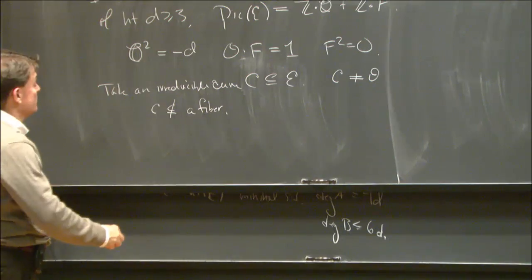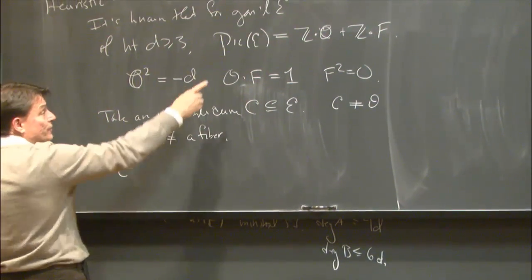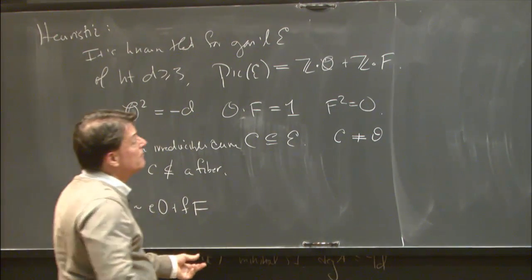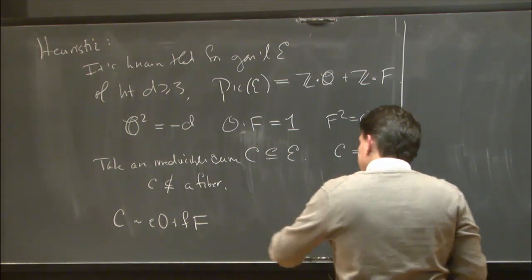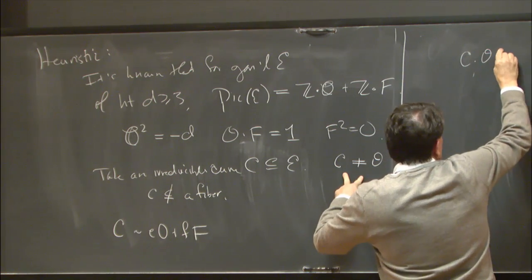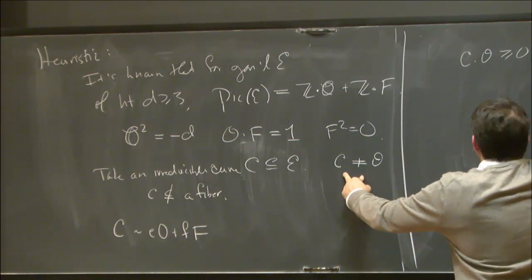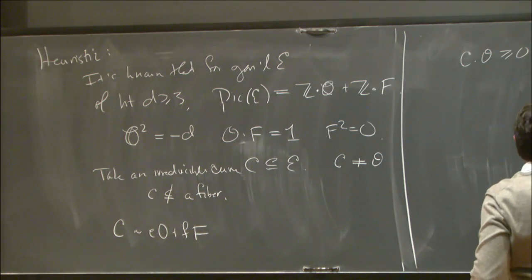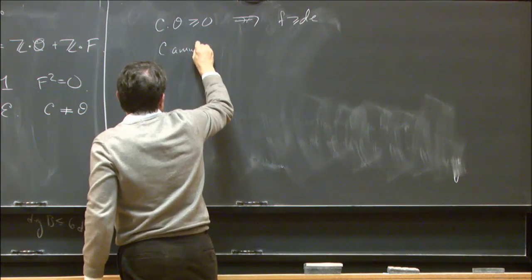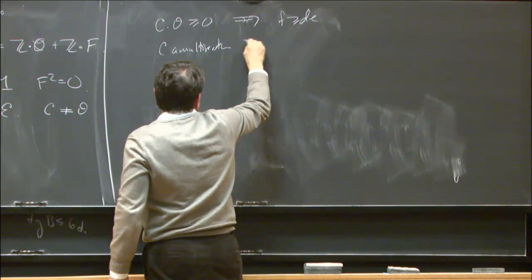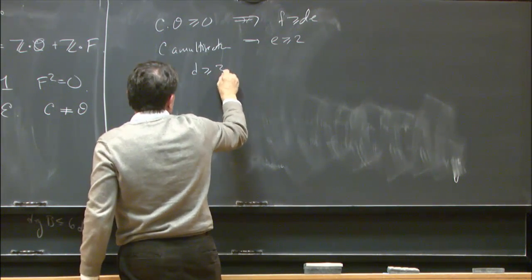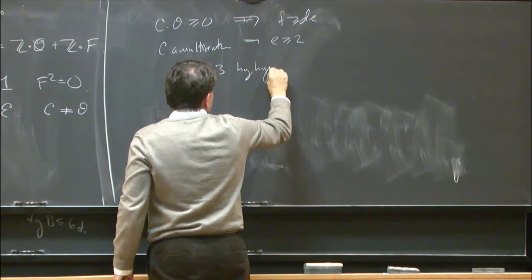Now let's think about this curve a little bit. So we can certainly write it here. The class of C in this group is a multiple of O plus a multiple of f. And there are some conditions on these numbers. So C is not the zero section, so C dot O is non-negative. And if you just use the formulas here, that implies that f is at least d times e. And C being a multisection implies that e here is at least 2. And we are assuming that d is at least 3, just to put ourselves in this situation.